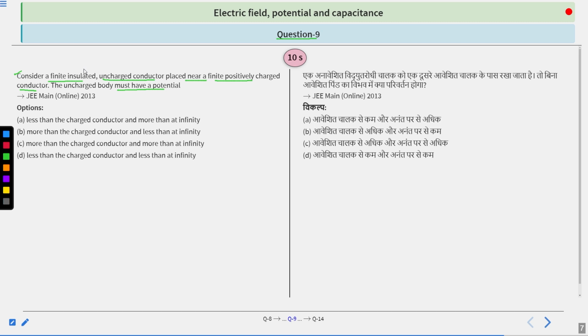This is a finite insulated uncharged conductor. Clear? Listen carefully. A finite insulated uncharged conductor is placed near a finite positively charged conductor. In that case, the question asks about the potential. Clear? So you have some time to solve this question. After that, we will provide the solution of this question.